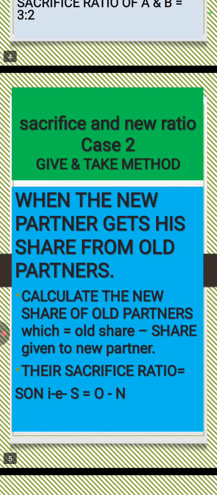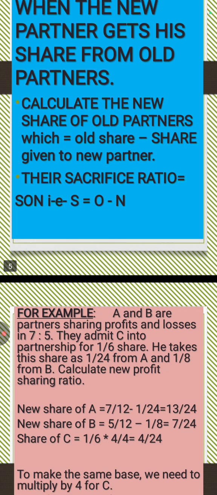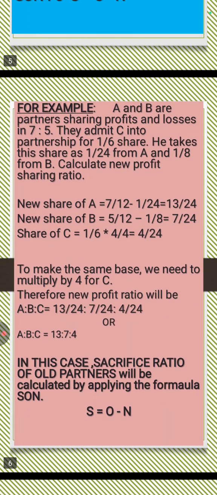Let's take case number 2, that is the give and take method. What happens under this case? In this case, the new partner gets his share from the old partners. Let's take this example. A and B are the partners. Their profit ratio is 7:5. C is the new partner for 1/6 share. He takes his share as 1/24 from A and 1/8 from B. There is something new in the statement.